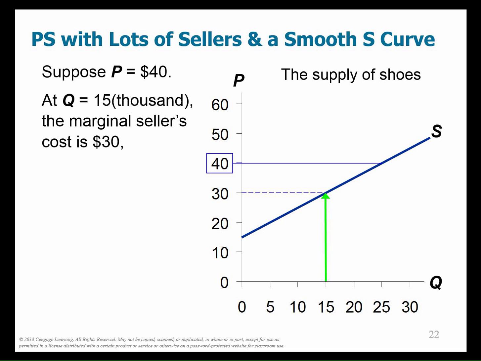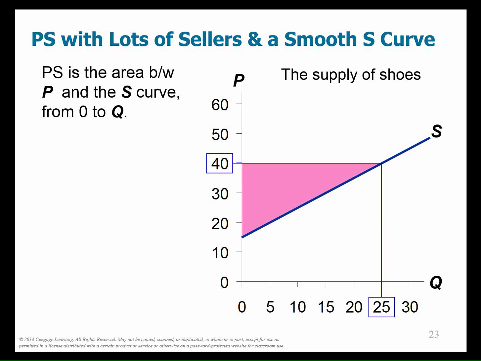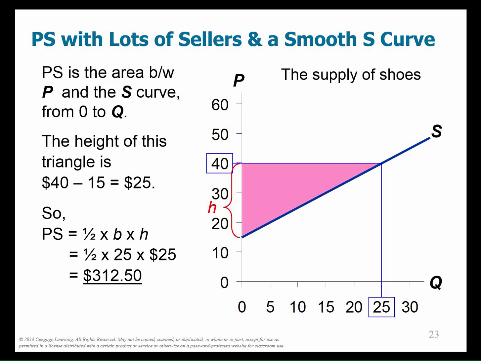Well, first of all, I want to remind you that at guy number 15, guy number 15,000, the marginal seller, his cost, how much is it? Well, I just look up to the supply curve. That's how I can easily tell his cost. And so I know he's getting 40 bucks. His cost is 30. So his producer surplus is a total of 10. Okay, and if I do this for everybody, I get the area of this triangle, which I can easily calculate with the formula for a triangle.